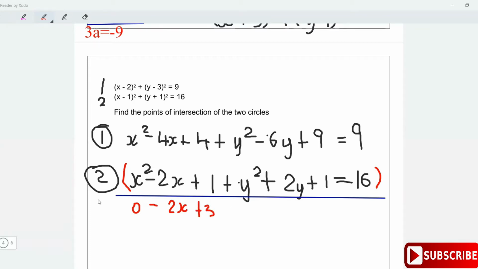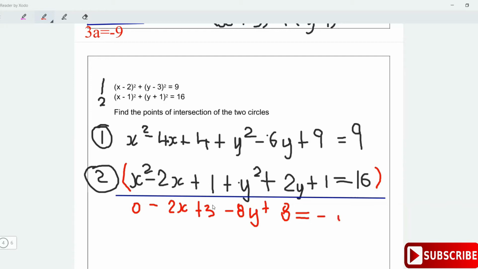Then y squared minus y squared is gone. Minus 6y minus 2y becomes minus 8y. Then 9 minus 1 is 8. And then you have equal. And 9 minus 16 is negative 7.